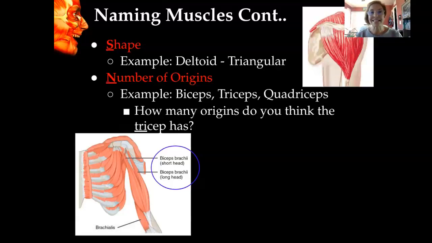So LADS is for shape, not size. Common mistake is to say size. We talked about the deltoid, triangular shaped, trapezius, trapezoid, plat, flat, latissimus, broad.